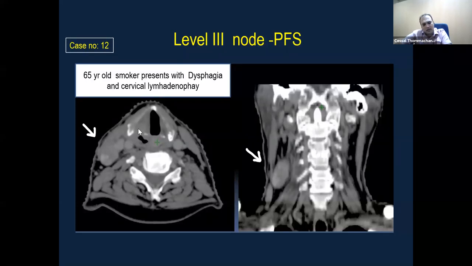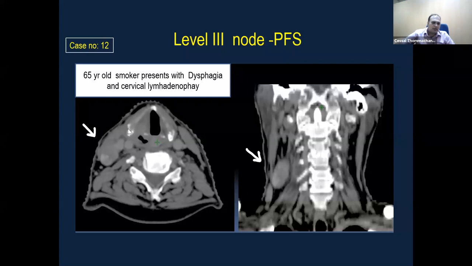T3 for a piriform fossa has three factors. One, tumor size more than 4 centimeters. Two, ipsilateral hemilarynx fixity. Three, if the lesion is involving the cervical esophagus. If the lesion is between 2 to 4 centimeters, or the tumor is involving the larynx, then it becomes T2 disease. And you can make out a node in level 3.